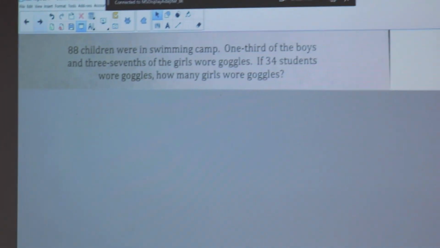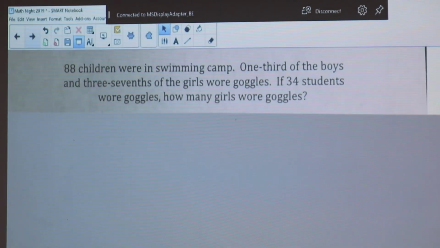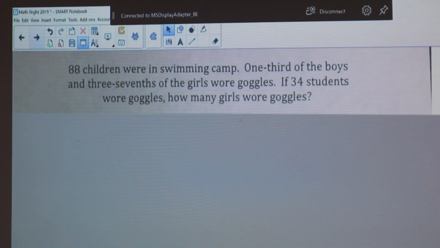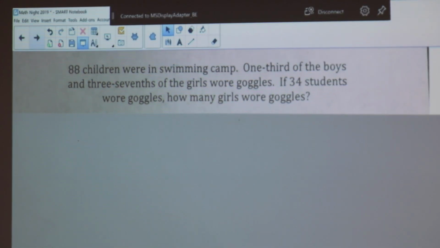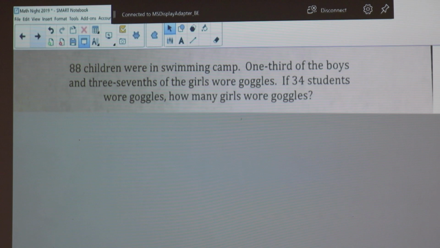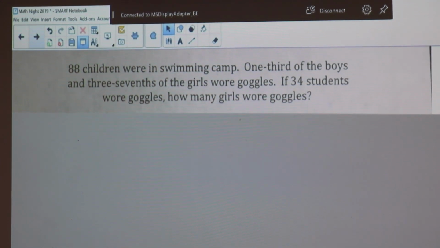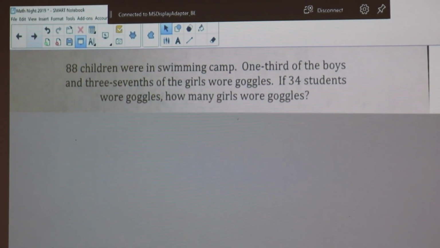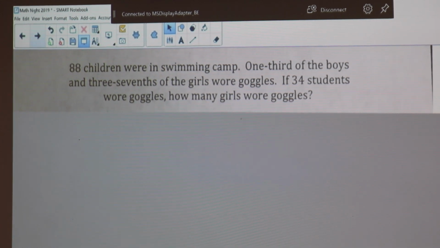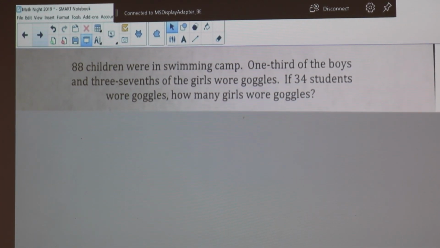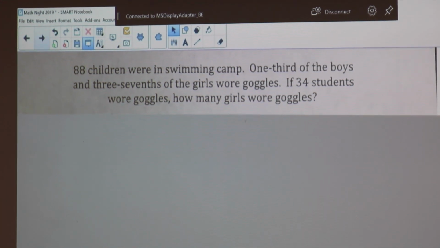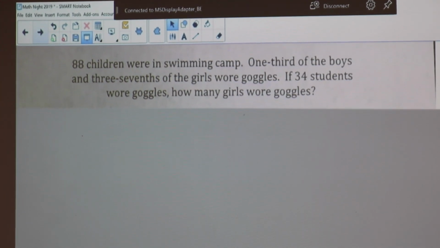So the next problem is a 6th grade problem, and I'll go ahead and read it, and then I'll let you guys have at it for maybe 3 or 4 minutes. Okay, so here's the problem. 88 children were in a swimming camp. 1/3 of the boys and 3/7 of the girls wore goggles. If 34 students wore goggles, how many girls wore goggles?